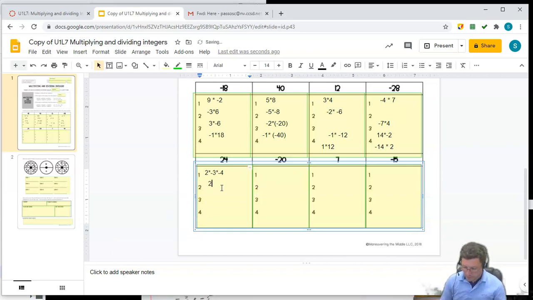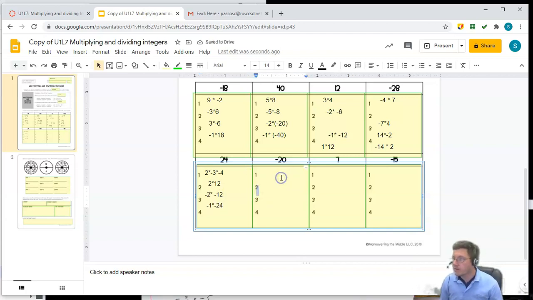So 24 could be 2 times 12, or it could be a negative 2 times a negative 12. And then we could do negative 1 times negative 24. So those are ways that we could involve our negatives.